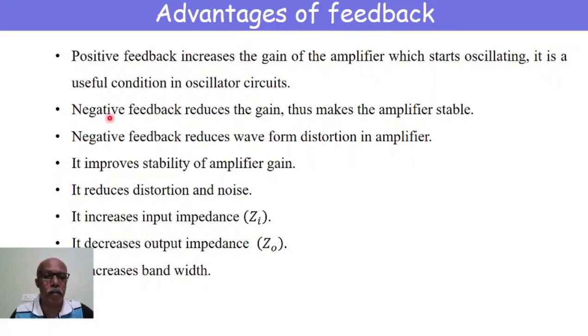In case of negative feedback, the negative feedback reduces the gain, hence such amplifiers will be stable. There will be no oscillations. In case of positive feedback, the gain will be increased, hence the circuits will be oscillating. In case of negative feedback, the gain decreases, hence the amplifier will be stable, hence no oscillations.